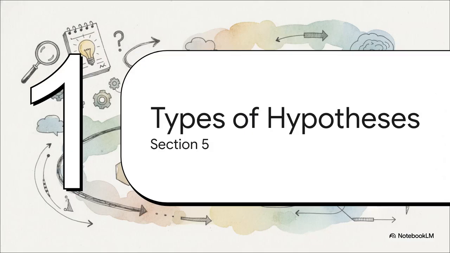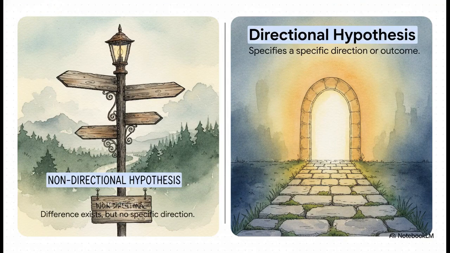Let's look at Section 5, Types of Research Hypotheses. Depending on your specific research design, you're going to utilize different classifications. First up, directional versus non-directional hypotheses. A directional hypothesis takes a very specific, bold stance on the outcome. For example, students receiving regular feedback score higher. It clearly specifies the direction of the expected change.